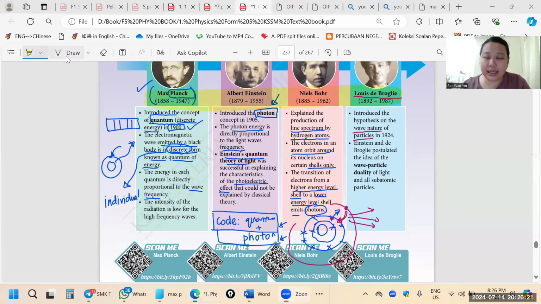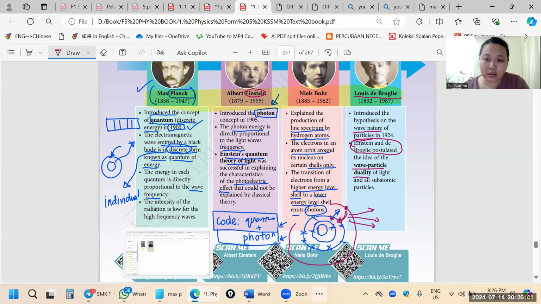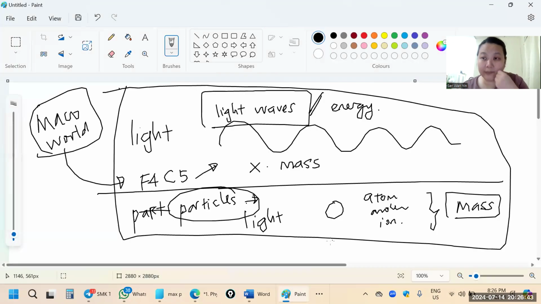So, what did De Broglie say? De Broglie said very important things. Actually he cooperated with Einstein. They brought up the idea of wave-particle duality of light and all subatomic particles. So here comes Newton's idea. Newton said light is a particle with mass. Then Einstein and De Broglie, he is French.